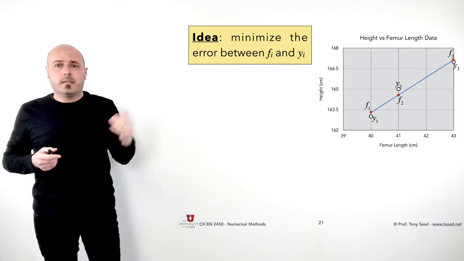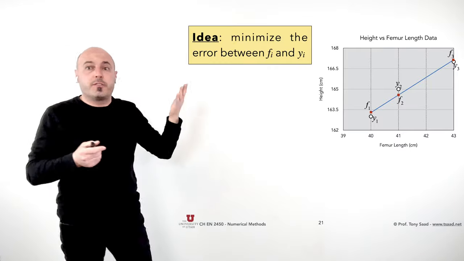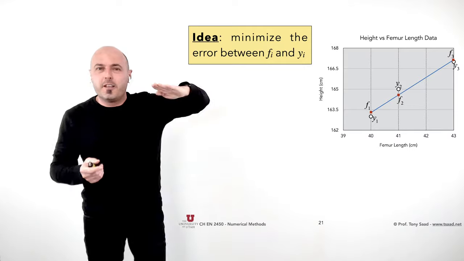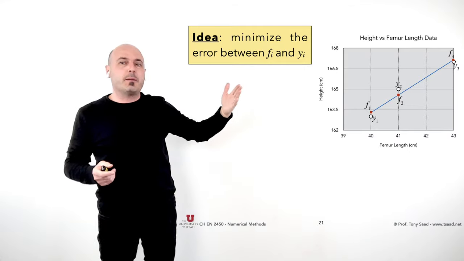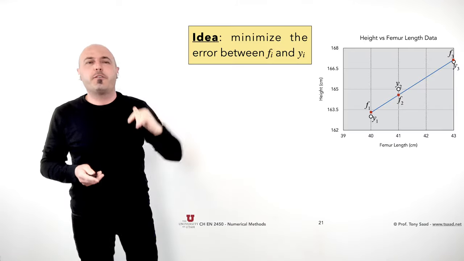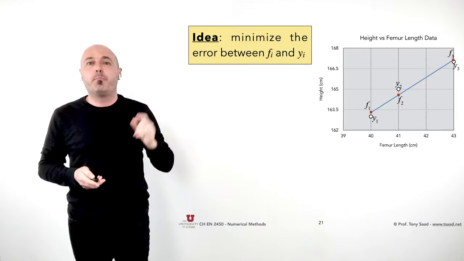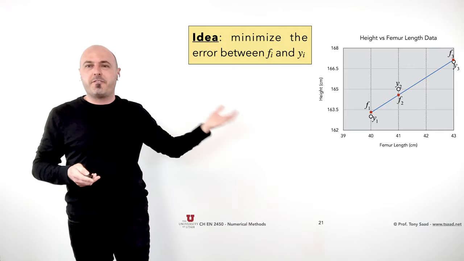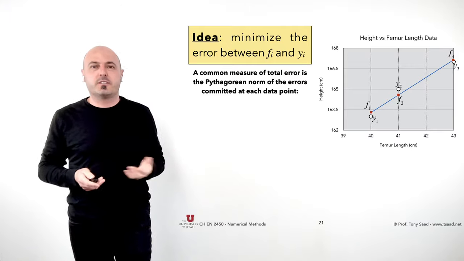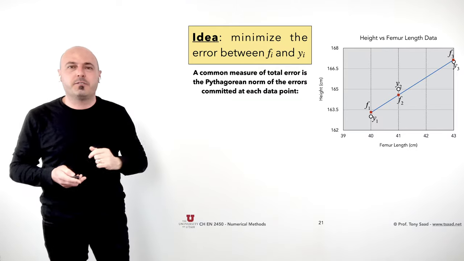So the idea now is, now that I have this model curve, I still don't know where that model curve is because I don't know the slope and I don't know the intercept yet. But I'm going to try to find the intercept and the slope by minimizing the total error, okay, between the FI and the YI values, as we just defined previously.